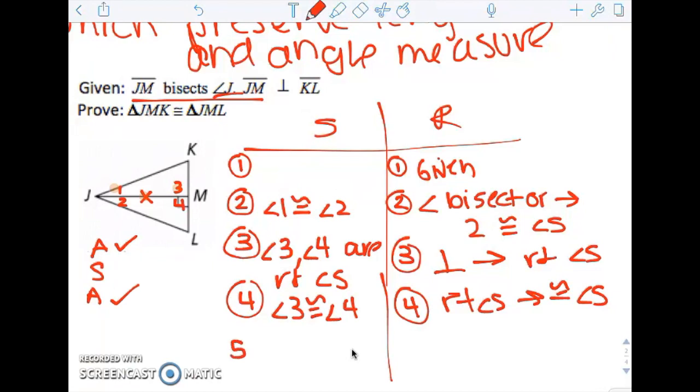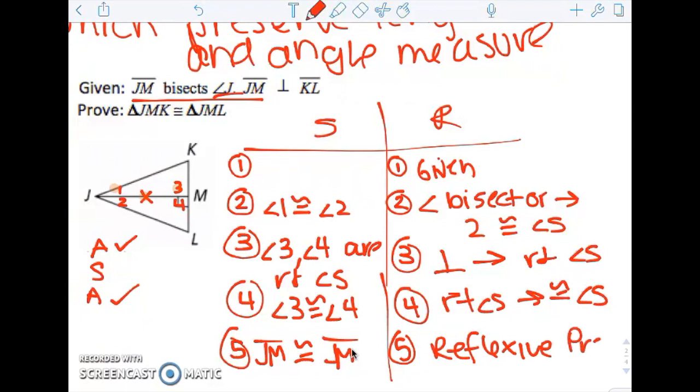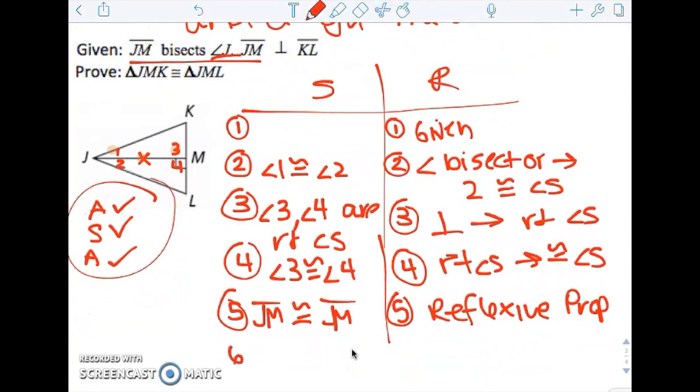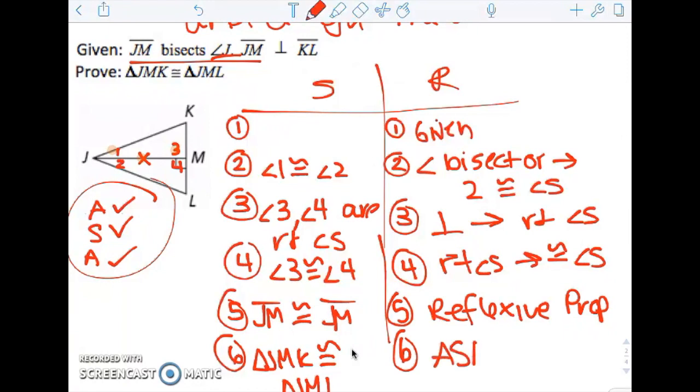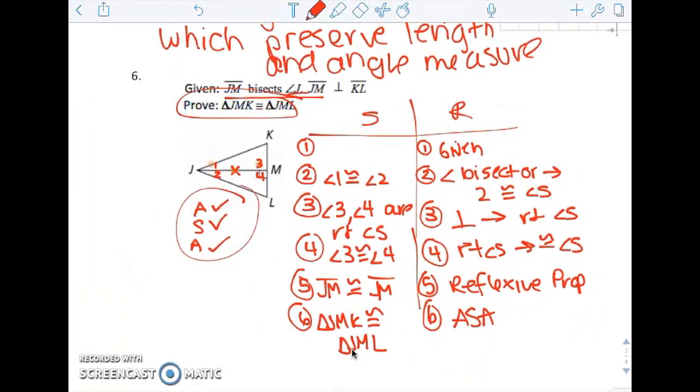So let's get that side. So I'm going to say JM is congruent to itself because of the reflexive property. Check. And once all three are checked off, then I can say that the triangles are congruent. Now, a common mistake here is people thinking, oh, all three are checked off. That means I can say my proof statement. That's only true if the thing you're proving is that the triangles are congruent, which in this case it is. But it won't always be. So make sure when all three are checked off, you know that just means the triangles are congruent.